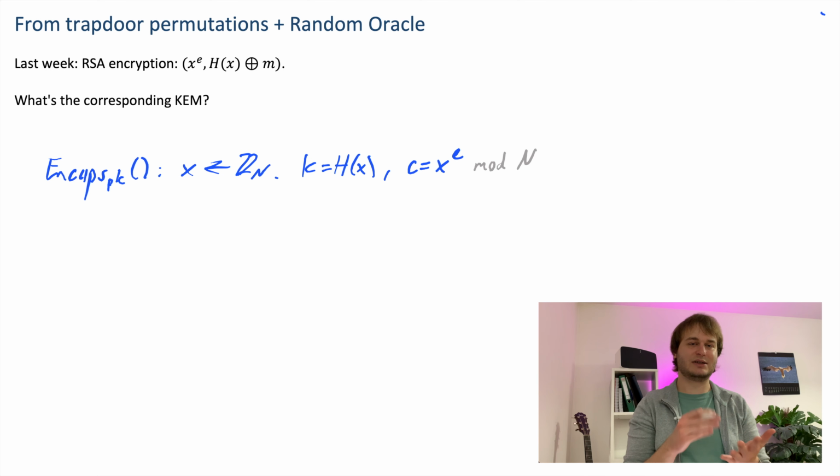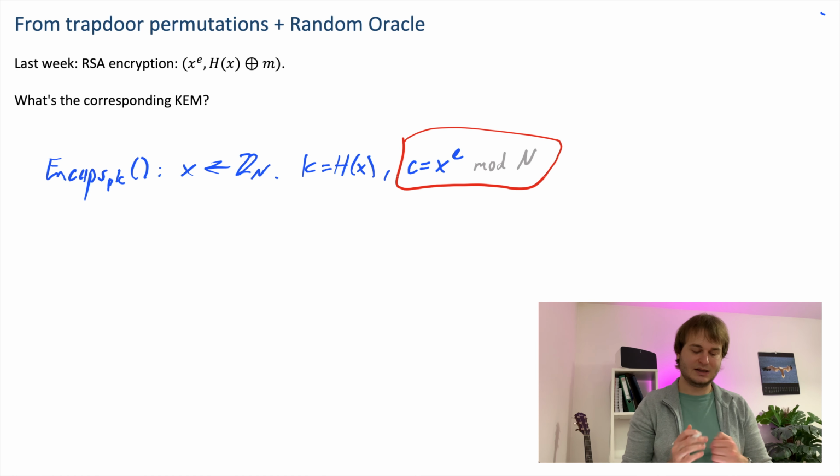And notice here that using this RSA KEM is actually much more efficient than using this RSA encryption scheme to encrypt a random key, because basically the only thing that you need to send alongside your symmetric ciphertext is just x to the e, instead of x to the e plus this whole blinded image of the random key.